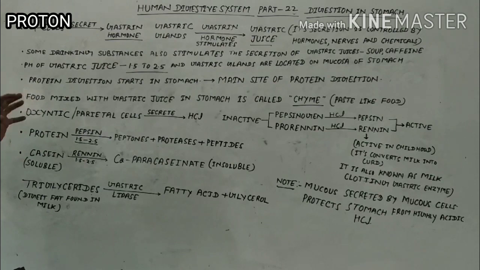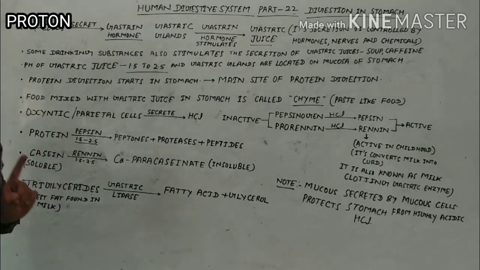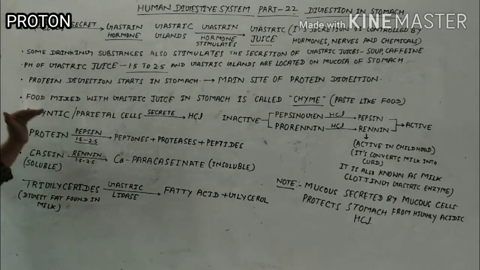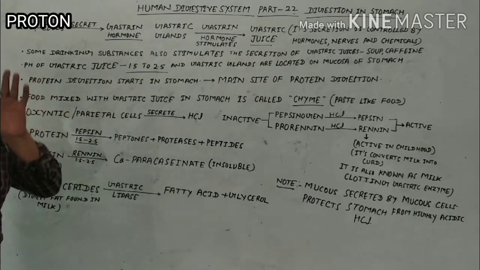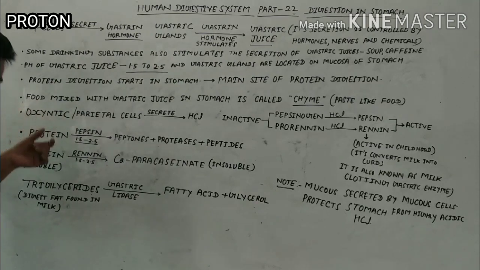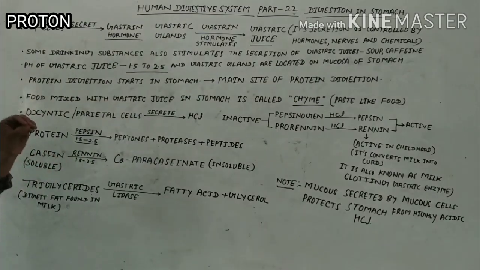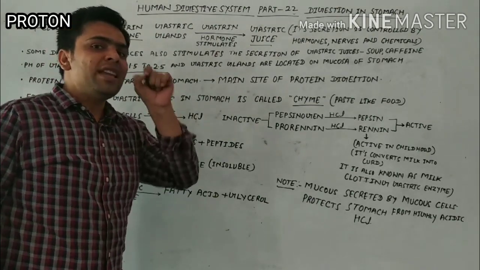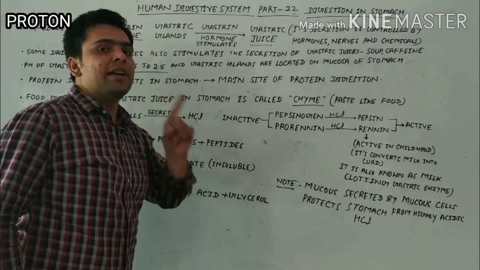Students, I want to say that some special cells are also found on the wall of our stomach. These cells are known as oxyntic cells, and another name for these oxyntic cells is parietal cells. So don't be confused, students, oxyntic cells are the same as parietal cells, both are the same. This is very important, because these oxyntic cells secrete a very important acidic substance, known as HCl. HCl stands for hydrochloric acid.